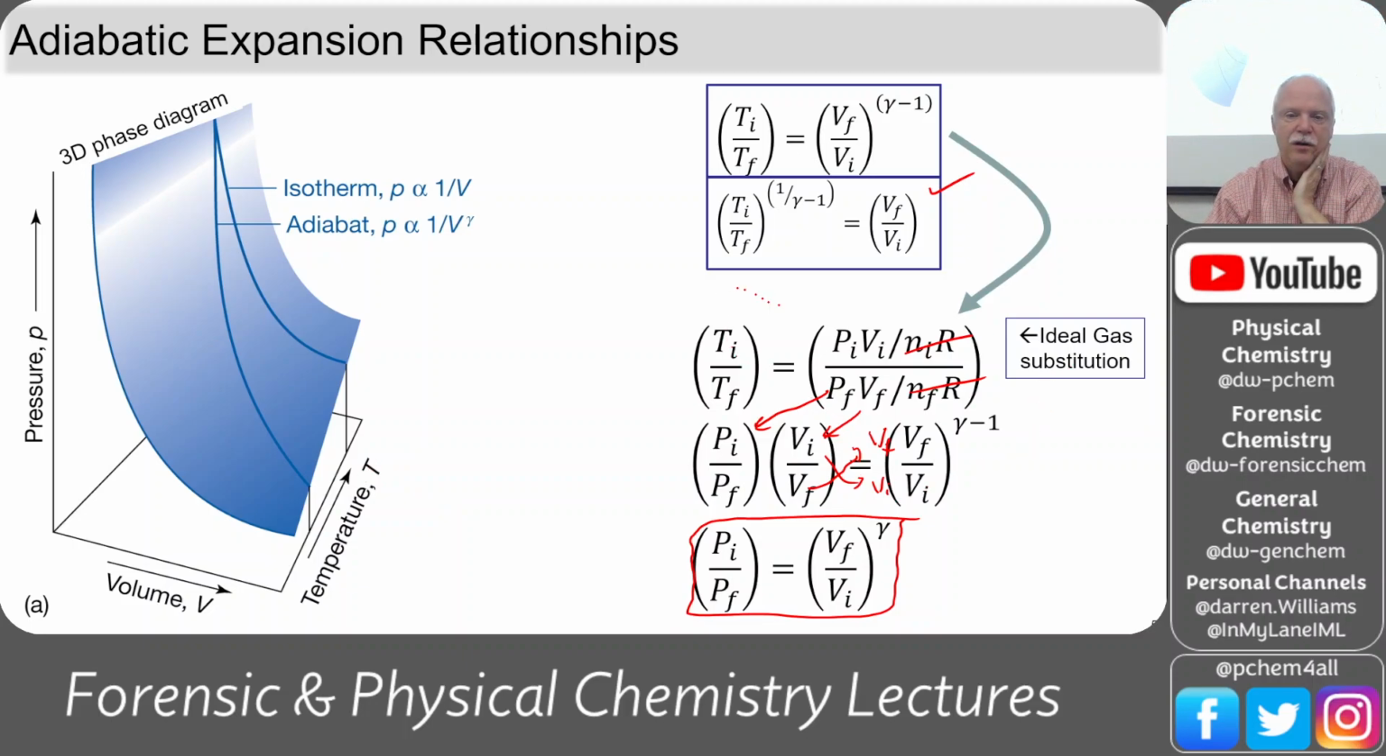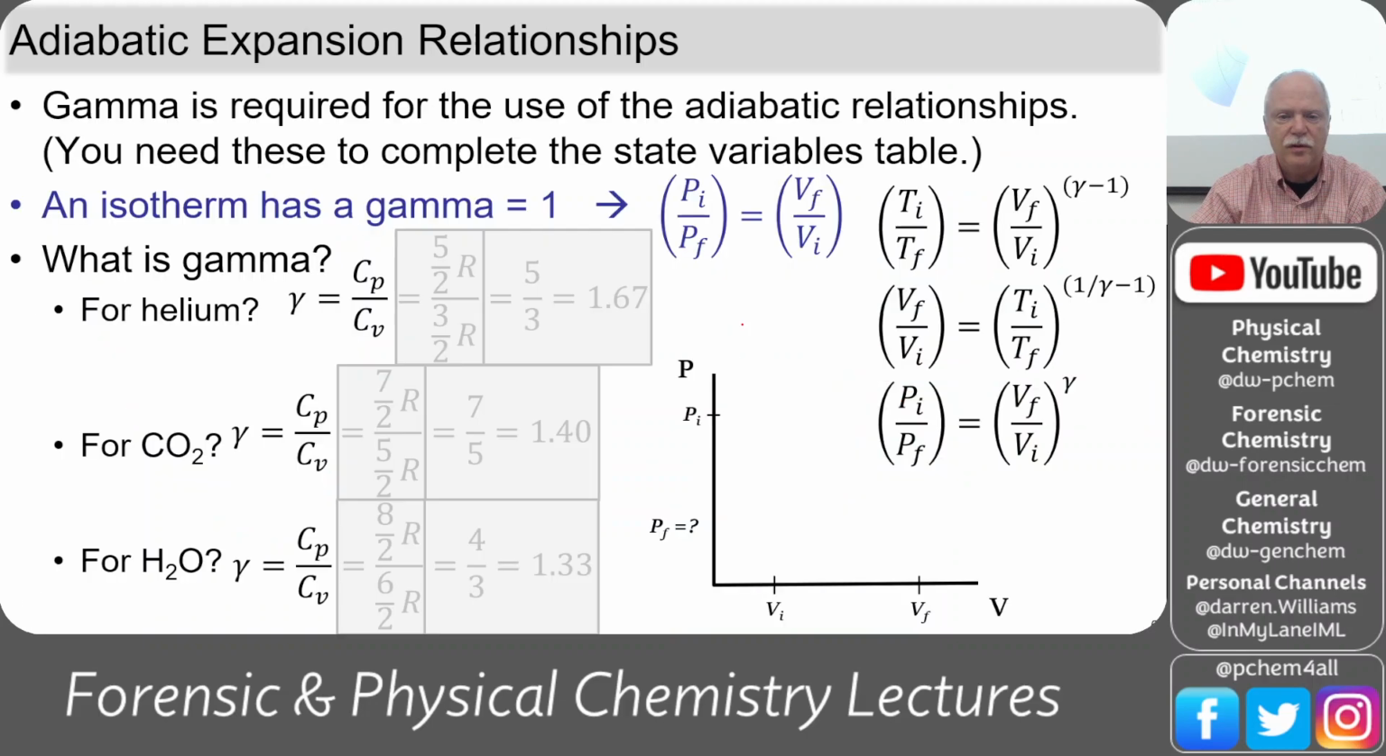So these are our relationships: we've got V and T, we've got V and P. The third one that we could have would be a temperature and a pressure one. I don't know if I have that one solved. Let's see. Yeah, it looks like I've got volume and temperature, and pressure and volume.